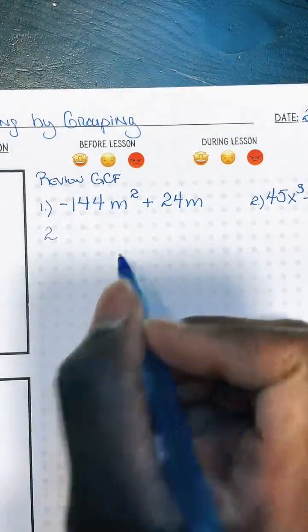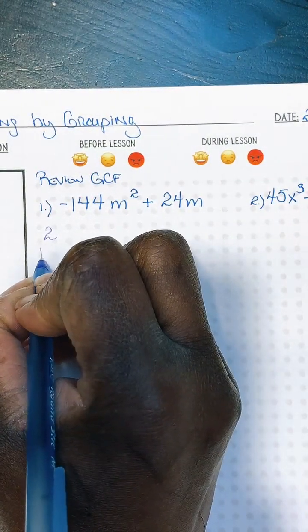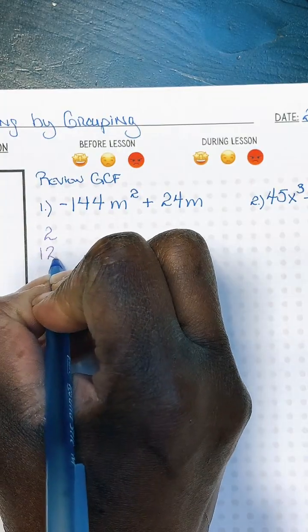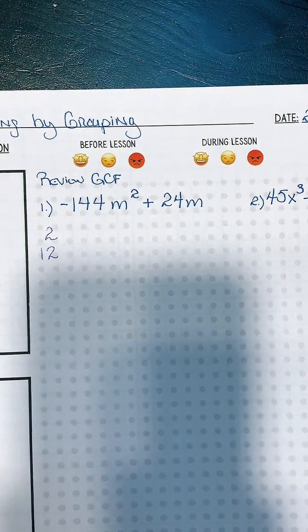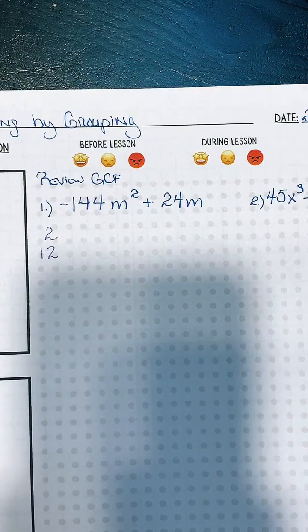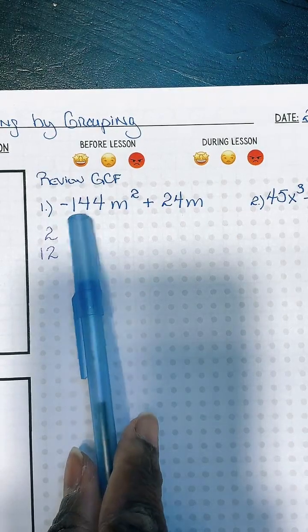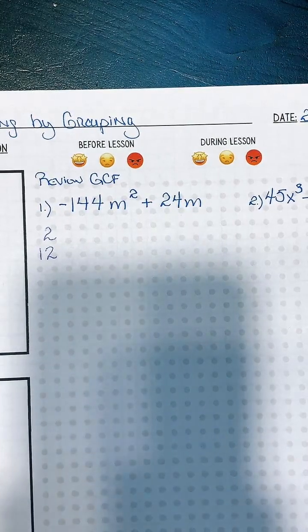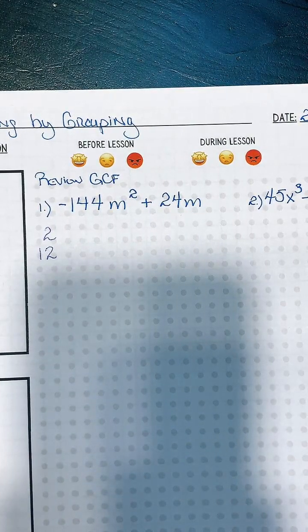So if you go with the 12, that could work. But is there something else that could work? Let me lower this down just a bit. You could do with the 12, but there is something else that both 144 and 24 have in common.